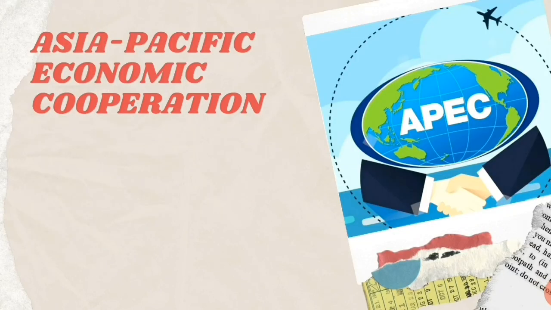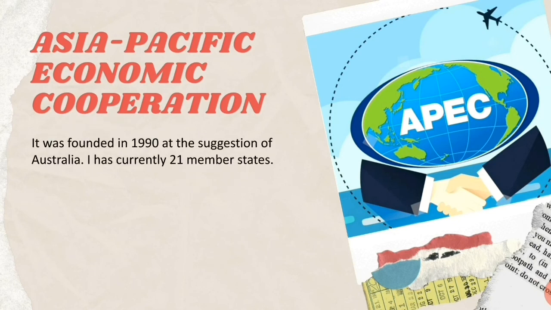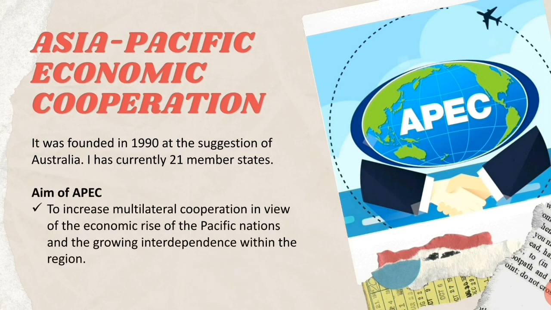Next topic is the APEC, or Asia-Pacific Economic Cooperation. It was founded in 1990 at the suggestion of Australia. It has currently 21 member states. The aim of APEC is to increase multilateral cooperation in view of the economic rise of the Pacific nations and the growing interdependence within the region.